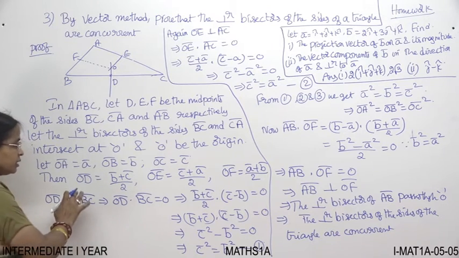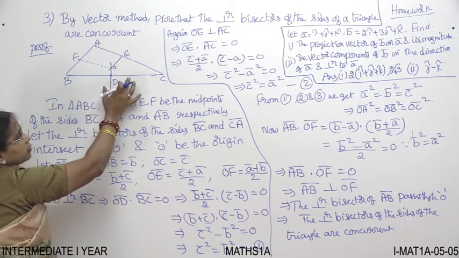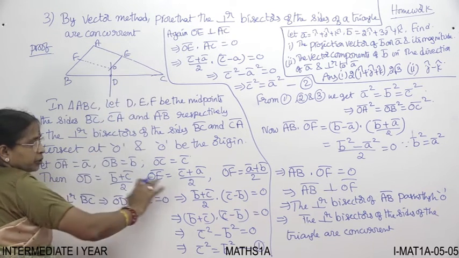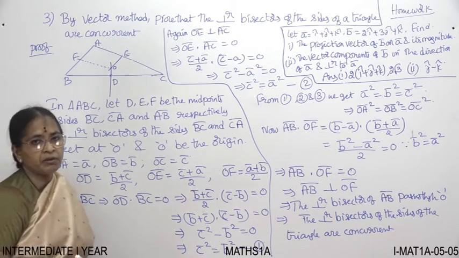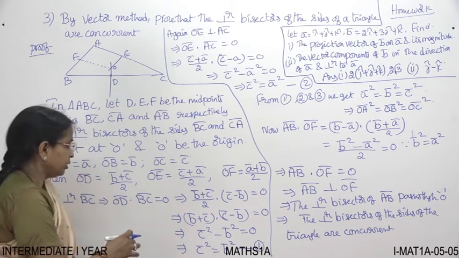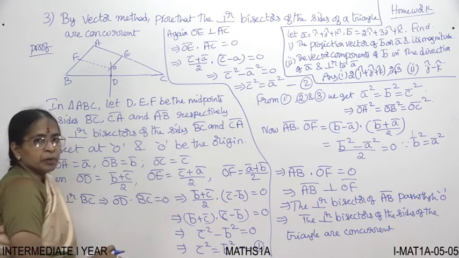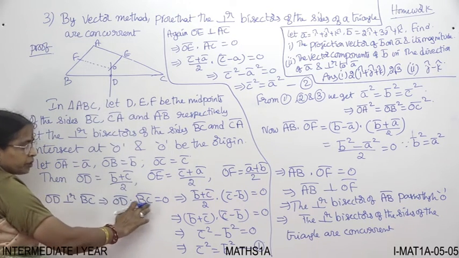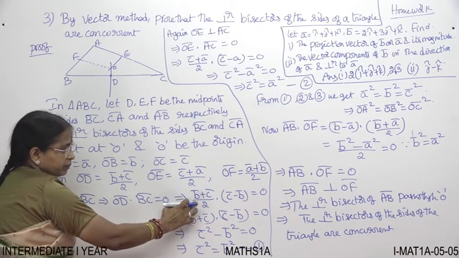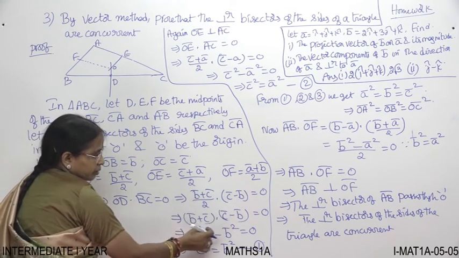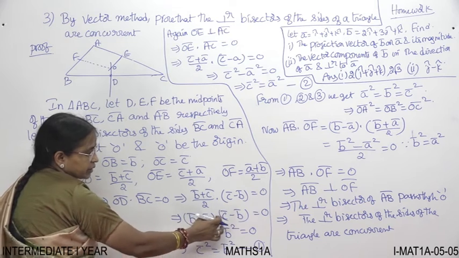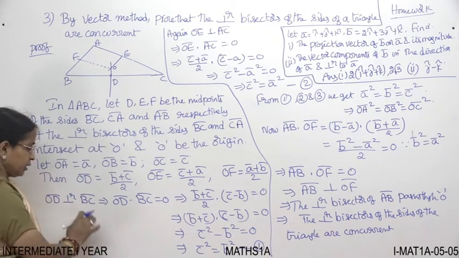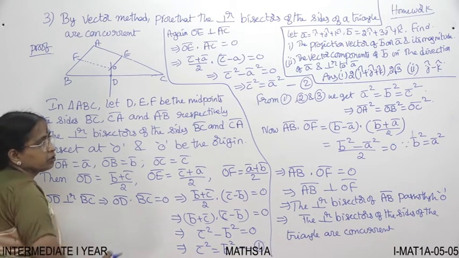These are the vertices. Then D is the midpoint, so its position vector will be B plus C by 2. E will be A plus C by 2. You have learnt about the position vector of a midpoint in the addition of vectors chapter. So we wrote the midpoints, and then because OD is perpendicular to BC, their dot product is 0. So B plus C by 2 dot, when you cross multiply, 2 will go. So it is B plus C dot C minus B. So C square minus B square is equal to 0. So C square is equal to B square.